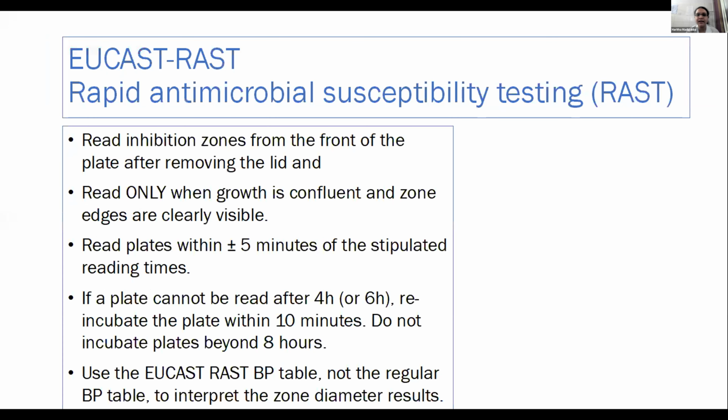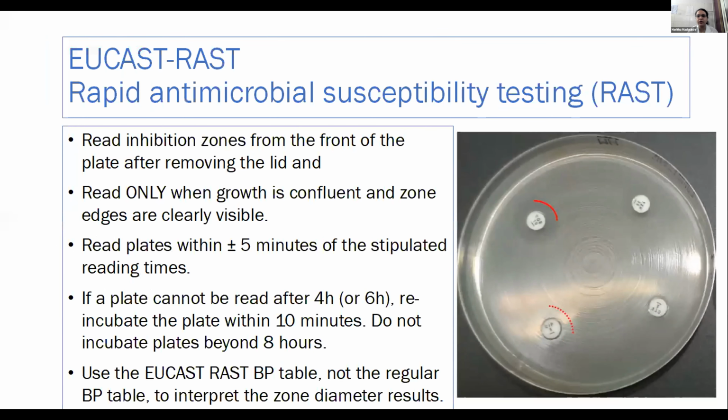What they normally tell is, after the growth comes, we have to read the inhibition zones from the front of the plate after removing the lid. You have to remove the lid and take the reading from the front of the plate. Read only when the growth is confluent and the zone edges are clearly visible. Here you can see 2 discs. For the disc above, you can see the clear inhibition zone. If the zone is like this, you can take the reading at 4 hours only, if at 4 hours the zone is clear.